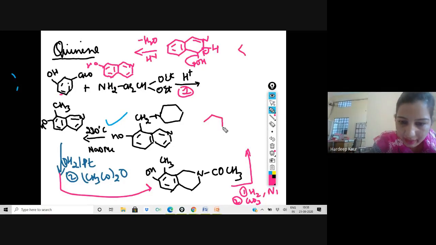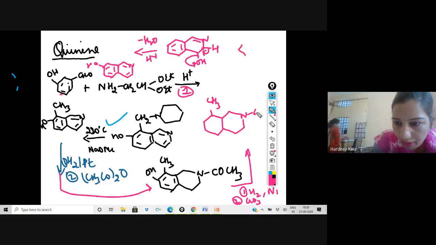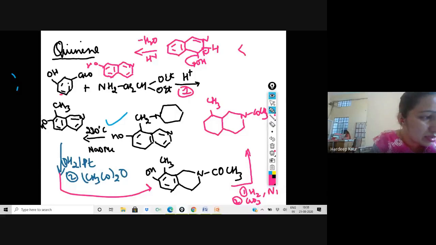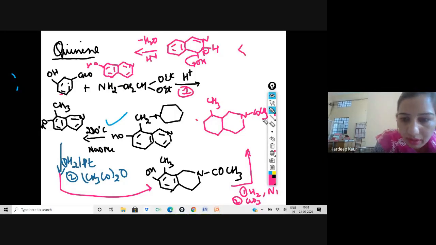Now the second ring is also reduced, so it is converted into this. And first there is reduction of the ring, and second we are carrying out the oxidation. Now the OH is oxidized into the keto form. So this product is formed.